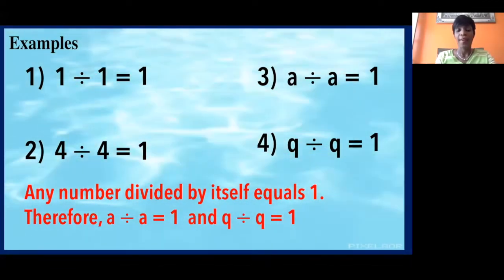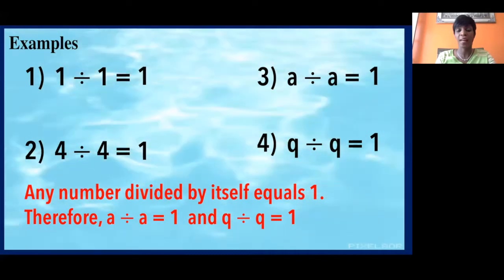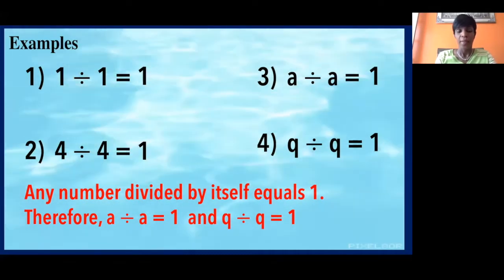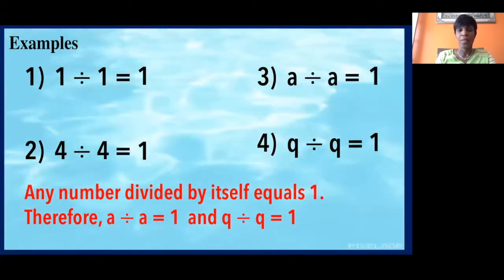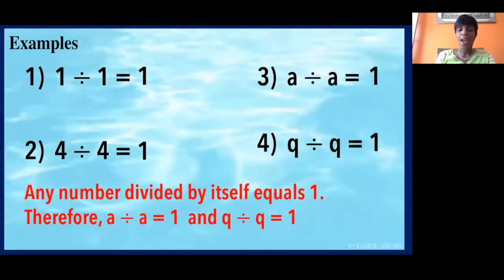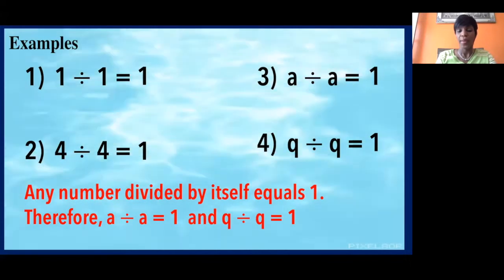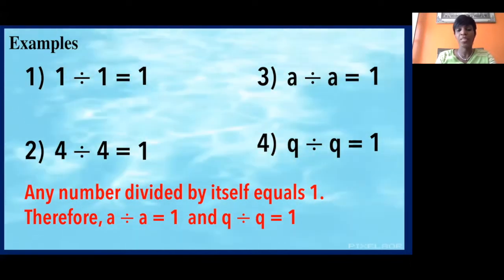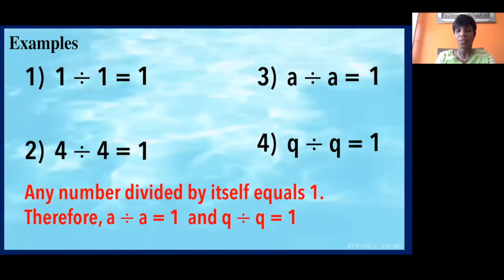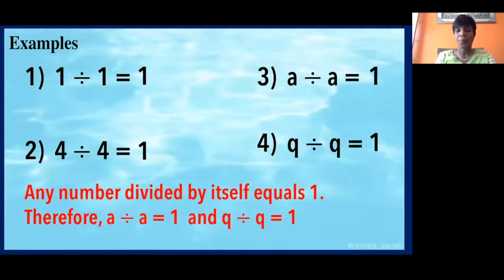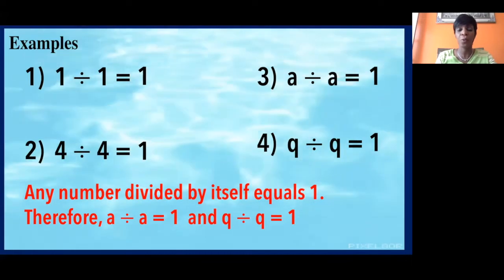We know that any number divided by itself is equal to 1. Therefore, A divided by A is equal to 1, and Q divided by Q is equal to 1. Let me explain that further. What is A called in algebra? Does anyone not know what A is called?